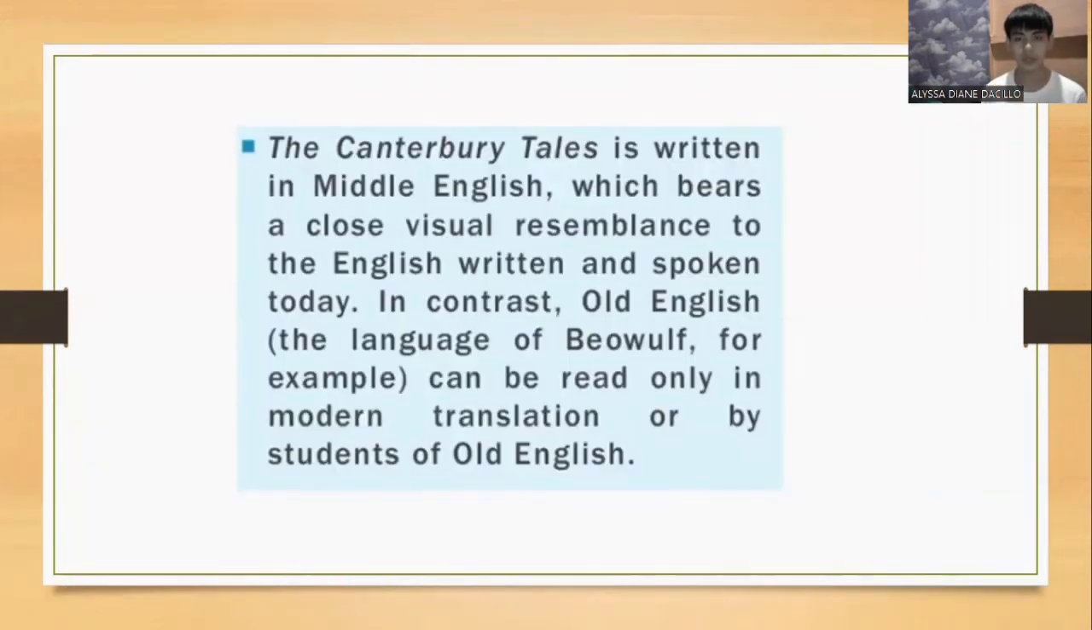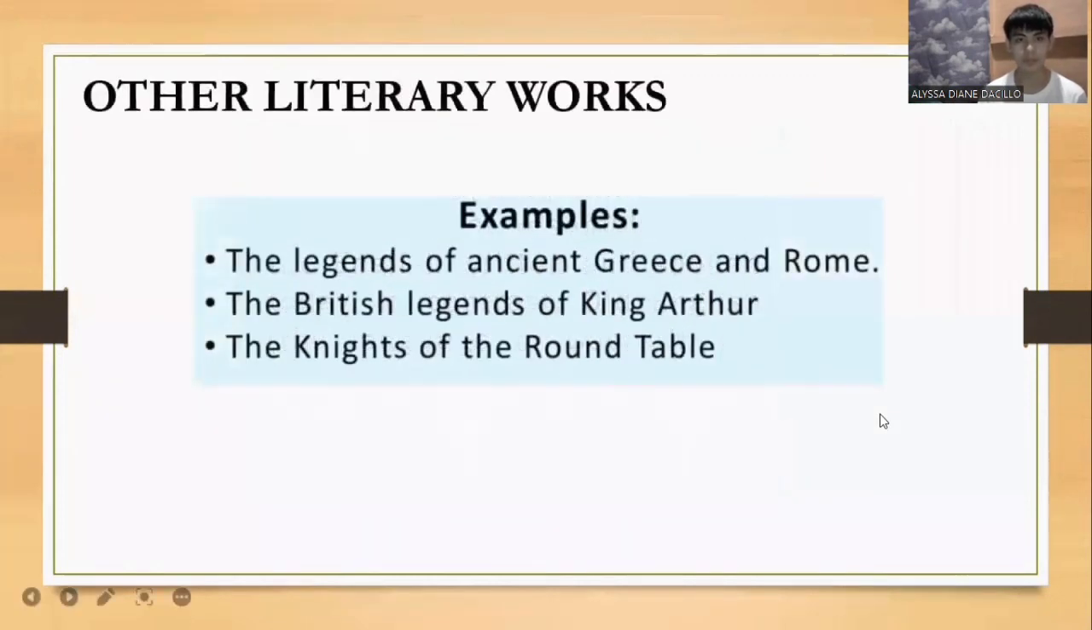The Canterbury Tales is written in Middle English, which bears a close visual resemblance to the English written and spoken today. In contrast, Old English, the language of Beowulf, for example, can be read only in modern translation or by students of Old English. Other literary works examples are the legends of ancient Greece and Rome, and the British legends of King Arthur and the Knights of the Round Table. These are the literary works of Geoffrey Chaucer.